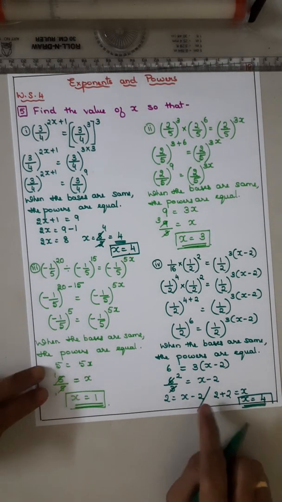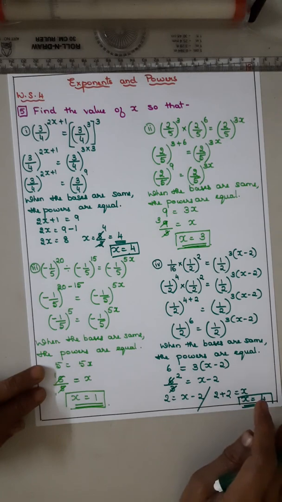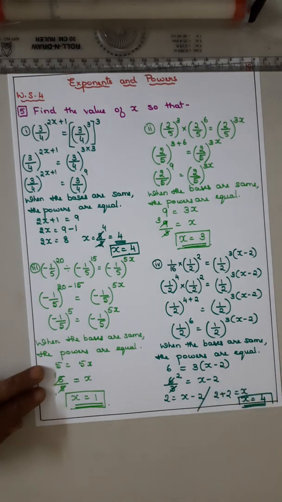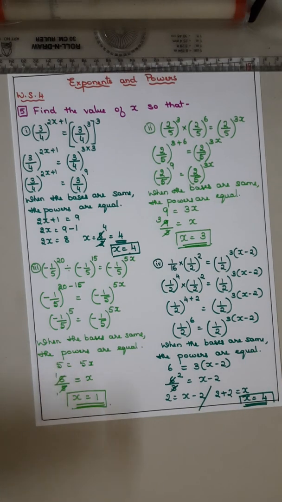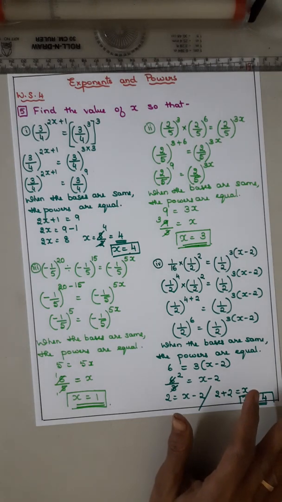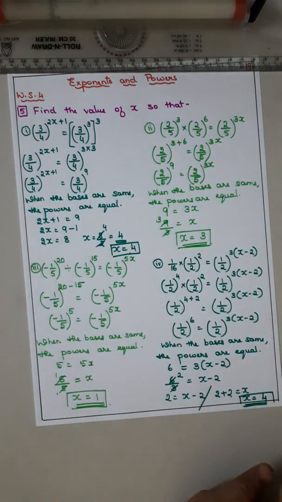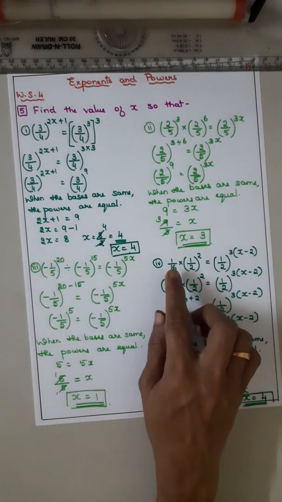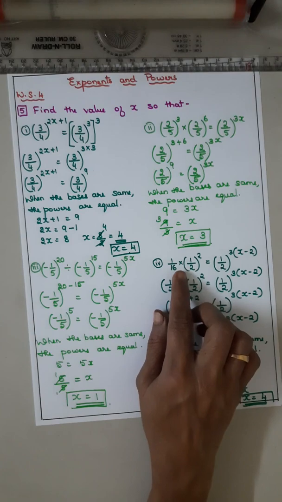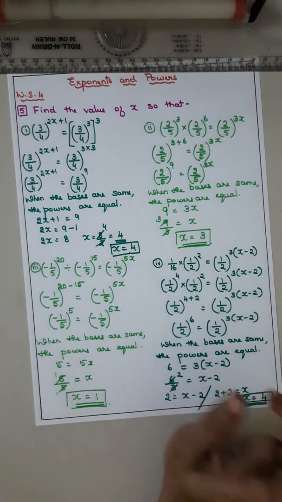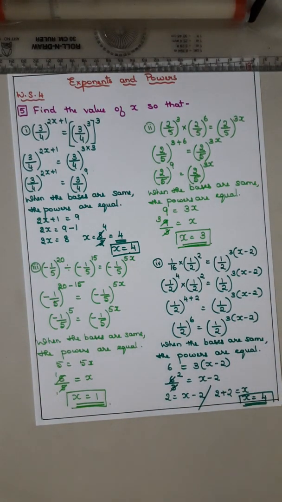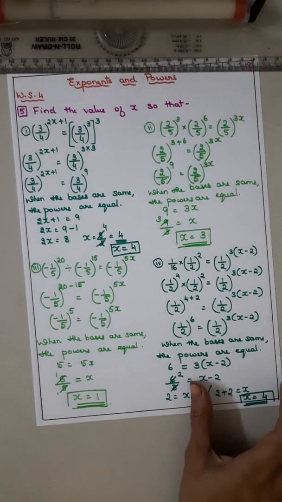Understood? X, keep it where it is, and the minus 2 take it to the other side, it becomes plus 2. So that is why it is a 4. Hope everyone understood this question number 5. The first 3 are okay. The fourth sum, convert the 1 by 16 as 1 by 2. Then you have to proceed. Okay.